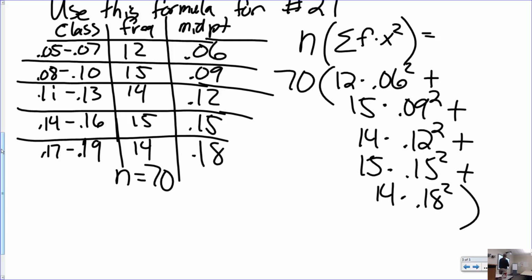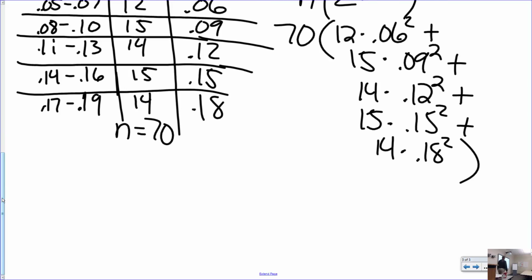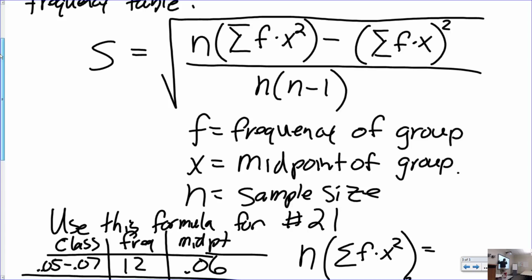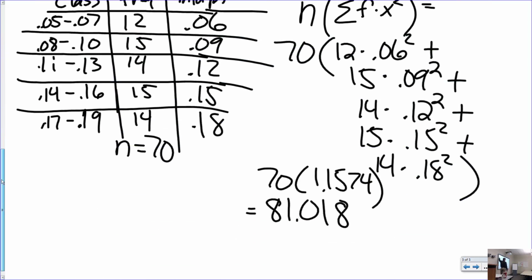So really quickly. 12 times 0.06 squared plus 15 times 0.09 squared plus 14 times 0.12 squared plus 15 times 0.15 squared plus 14 times 0.18 squared. Blah. All of that work to get 1.1574. Multiply by 70. That's the first term underneath the square root, right? The n times the sum of f times x squared.